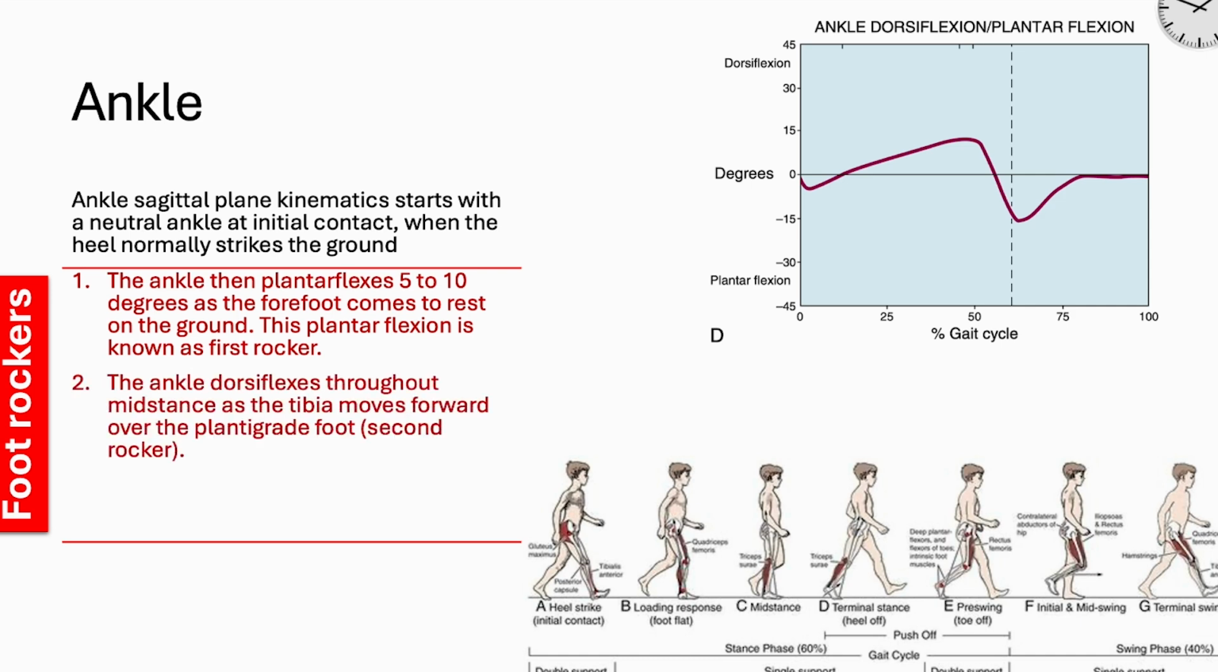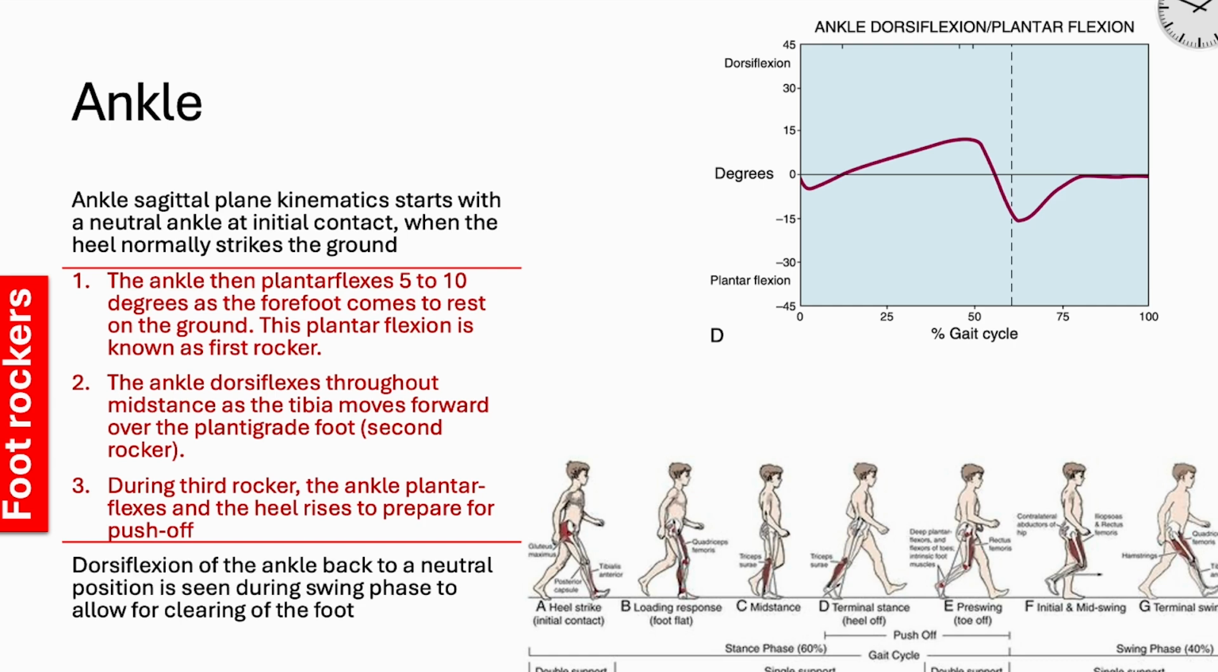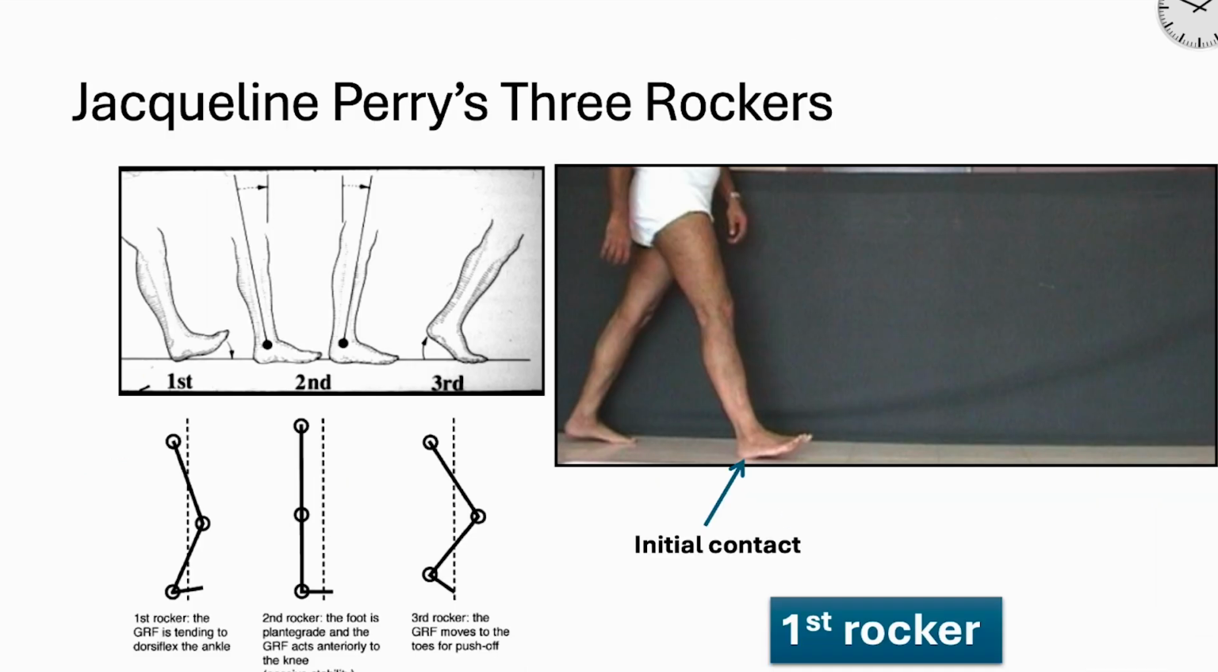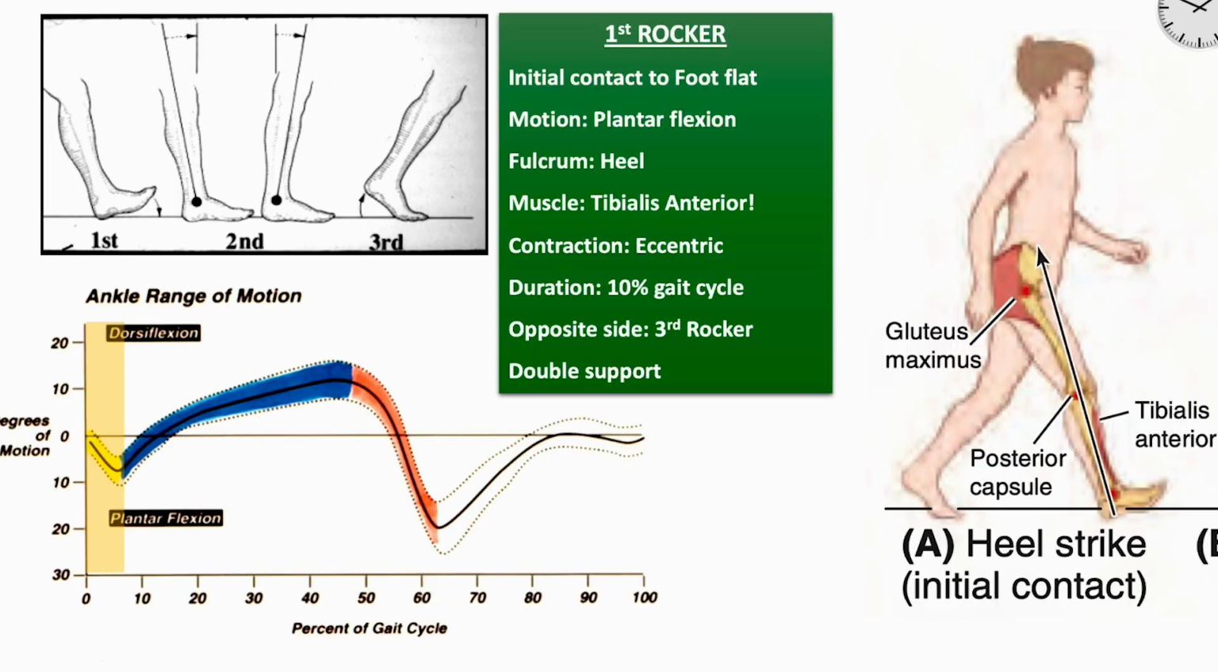2. Second rocker. The ankle dorsiflexes throughout mid-stance as the tibia moves forward over the plantigrade foot. 3. Third rocker. The ankle plantar flexes and the heel rises to prepare for push-off. Dorsiflexion of the ankle back to a neutral position occurs during the swing phase to allow foot clearance. The first rocker. Heel strike to foot flat, 10% of the gait cycle, controlled by the eccentric contraction of the tibialis anterior.